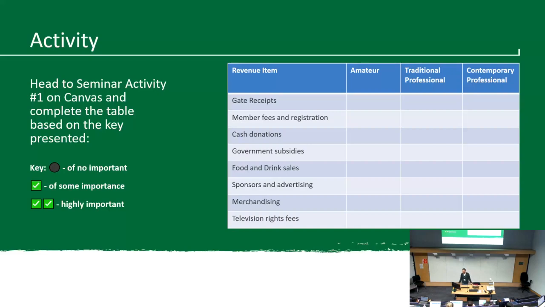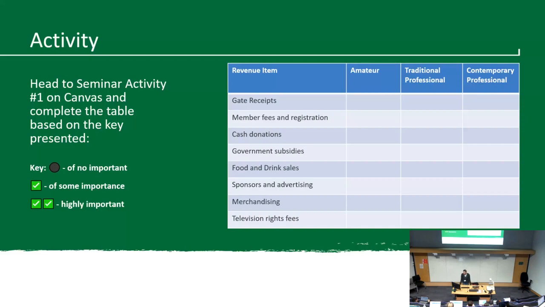Yeah, they might have members of the club, but they might not be participating members in the sport, so there might be slightly different members. Okay, cash donations, amateur, highly, yeah. Traditional professional, some, and contemporary professional. Yeah, probably not going to get. You're not going to donate a lot of money to a club that's got millions of pounds already, are you?